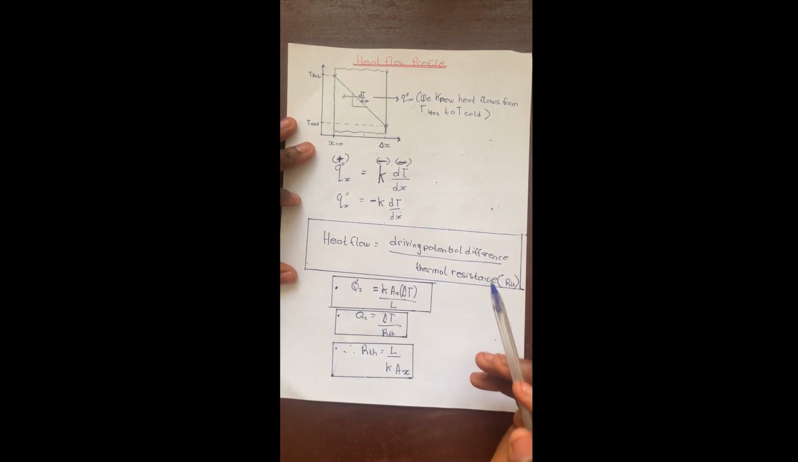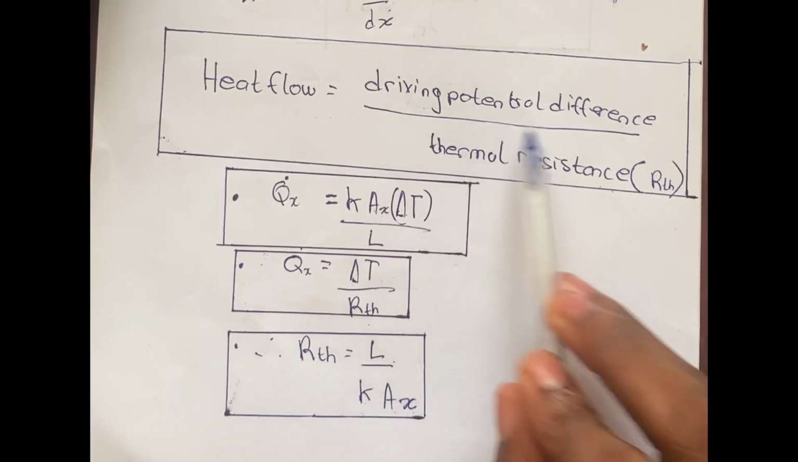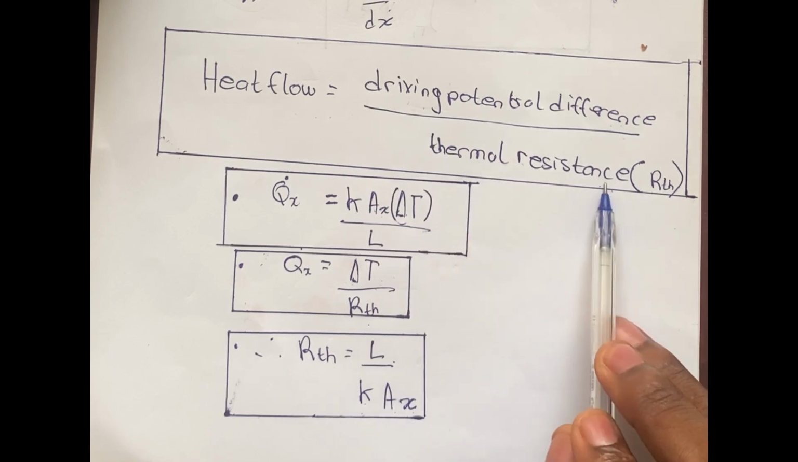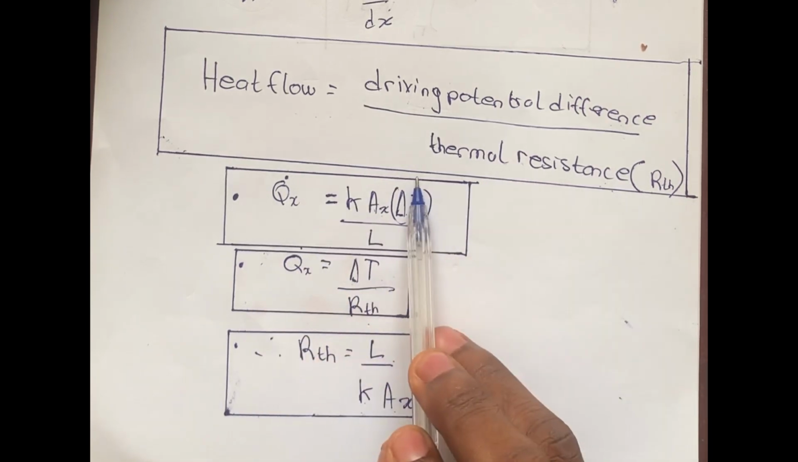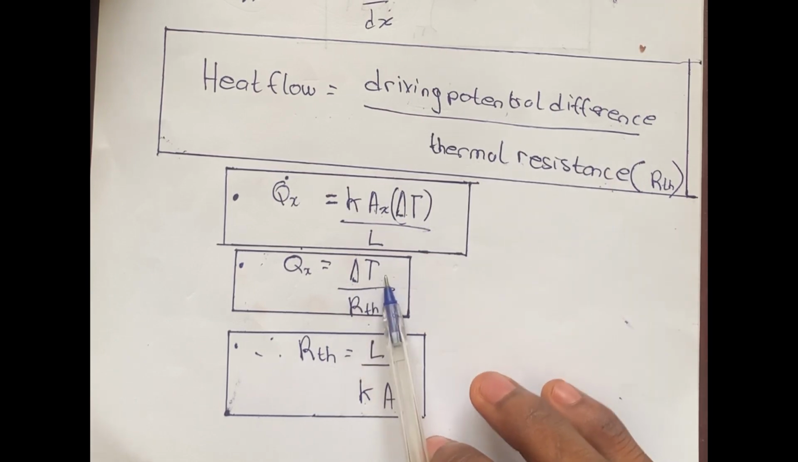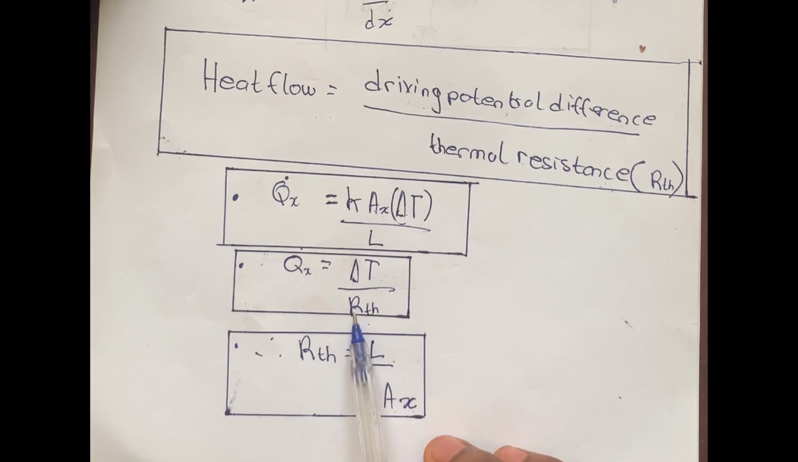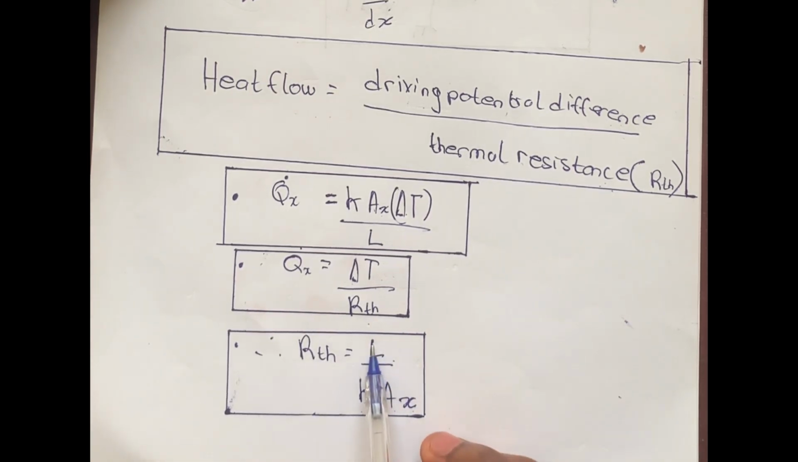And another formula we have to know is the formula for heat flow. Heat flow is equal to the driving potential difference divided by the thermal resistance. The driving potential difference is the temperature difference. Then R_T, which is the thermal resistance, is equal to L, which is the length, divided by K, the thermal conductivity, multiplied by A_x, which is the surface area.